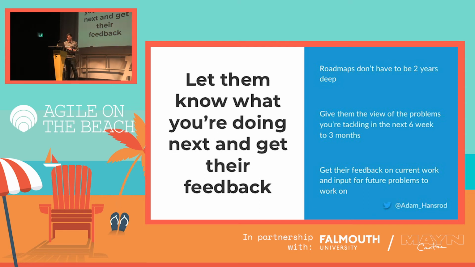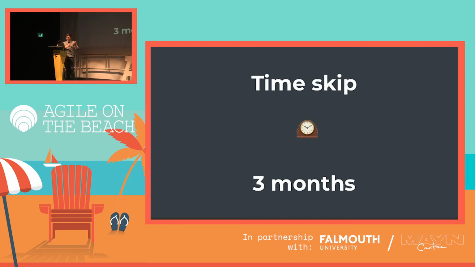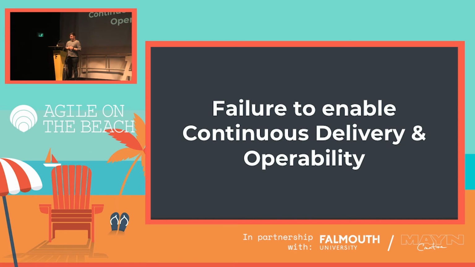So, we've got past the failure to collaborate with users. Let's skip again, another 3 months. Platform failed to enable some continuous delivery and some operability. Now, if you don't know continuous delivery, operability: continuous delivery, let's ship stuff, high quality stuff all the time. Operability, let's make sure we can operate something in production. Both really key things for any software you're going to go and build. Make sure your platform does it from the start. There's 2 ways that this can fail.